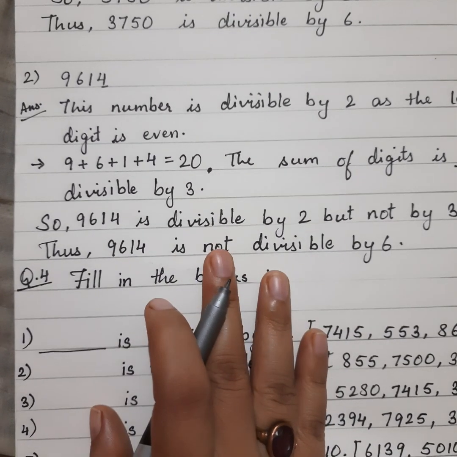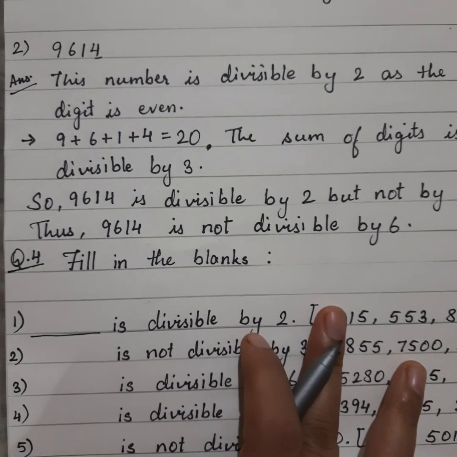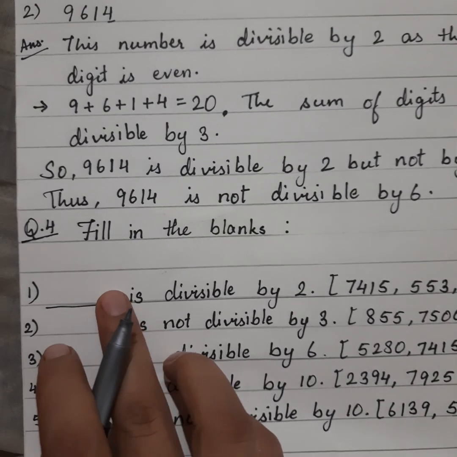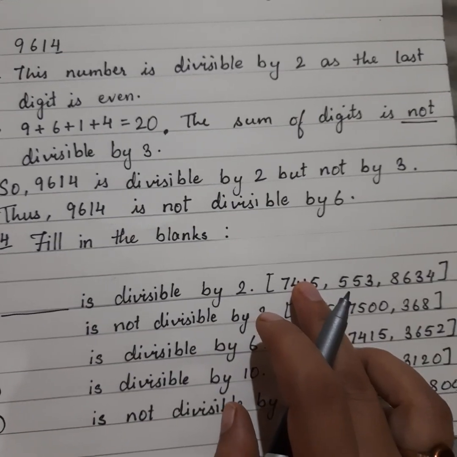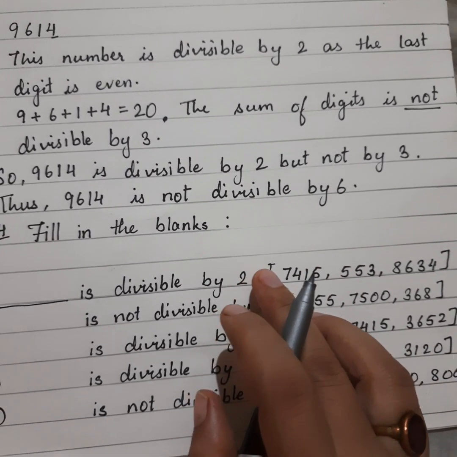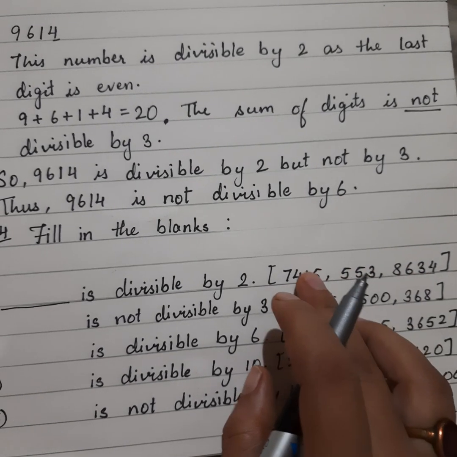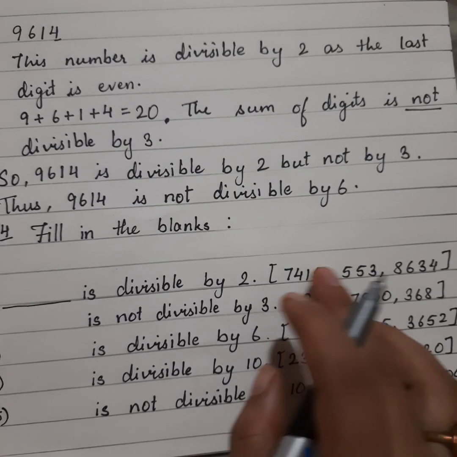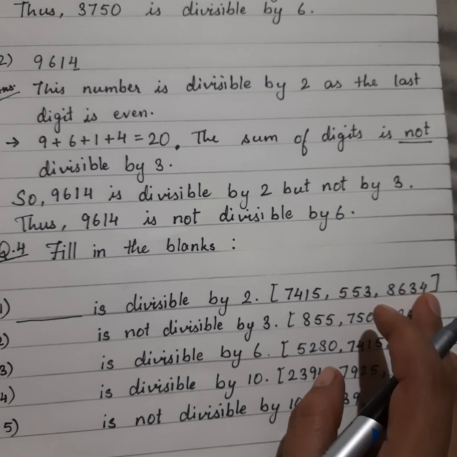This type of question you have already done in the first exercise. It is just a revision part for you. Let's see. The first one is dash is divisible by 2. You have to see the options, and we know divisibility by 2 is proved by seeing the even number as the last digit. So it is here 5, odd number, 3 which is an odd number, then 4. 4 is an even number.